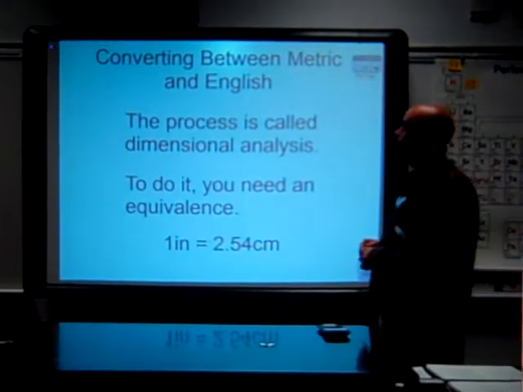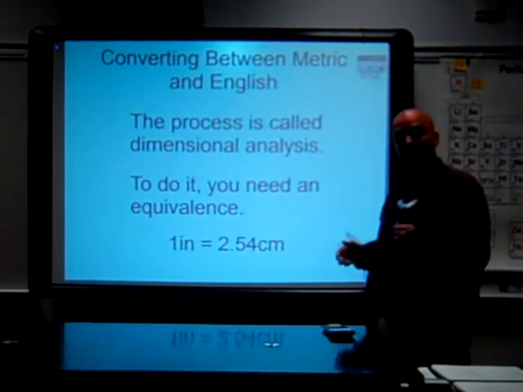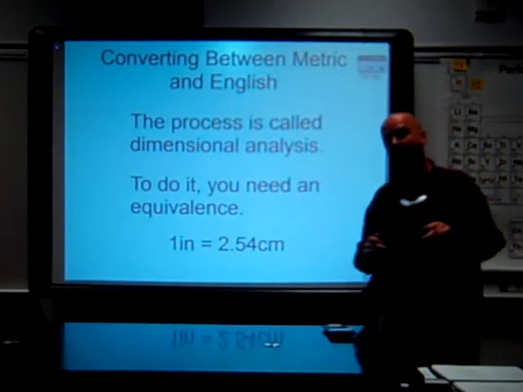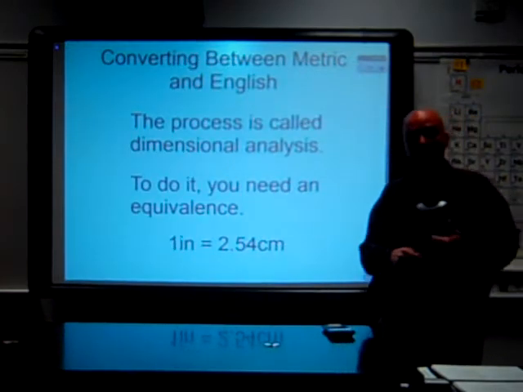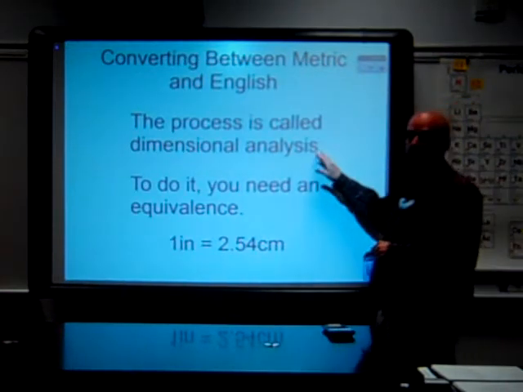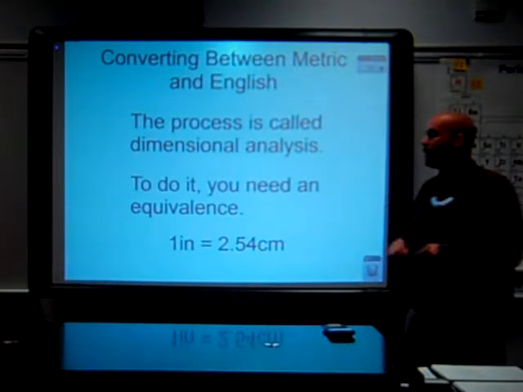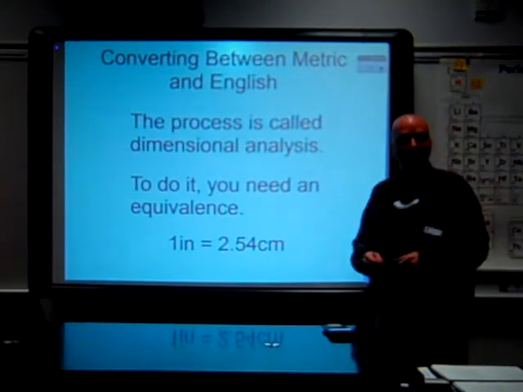That's metric conversions. The other type of conversion is between English and metric. And the process is the same no matter which direction we're going, starting with English and ending with metric or the other way around. The process is called dimensional analysis. To do dimensional analysis, you have to have an equivalence.